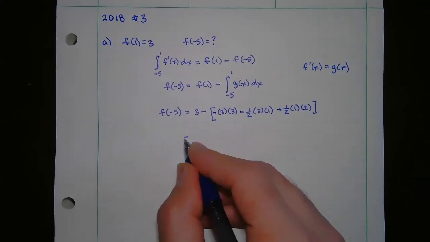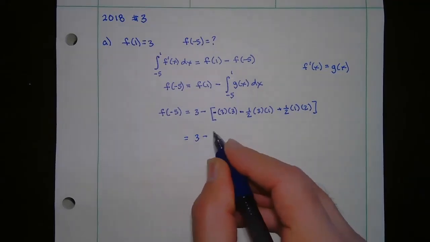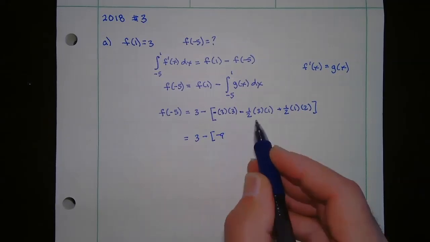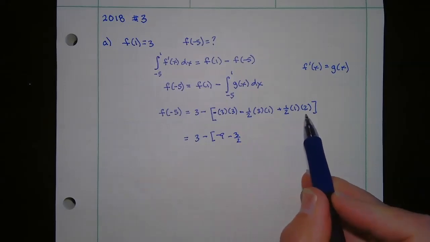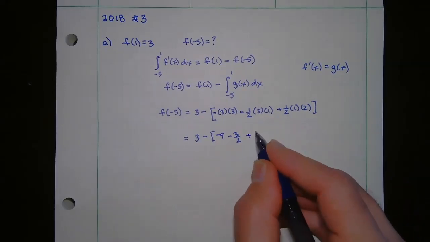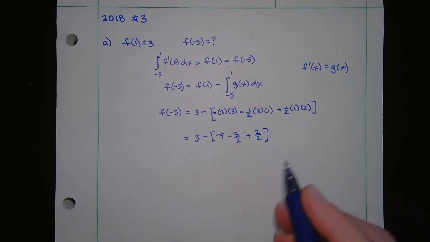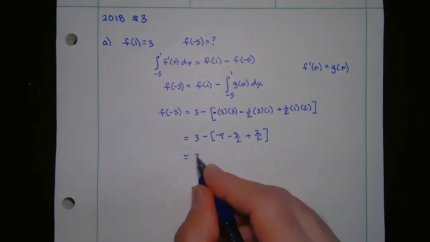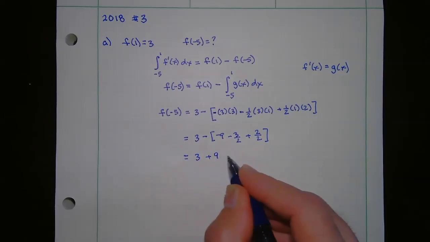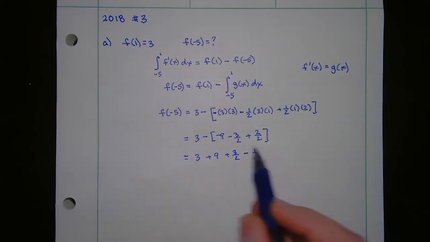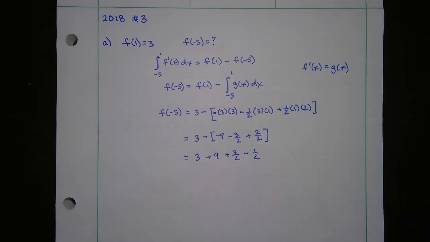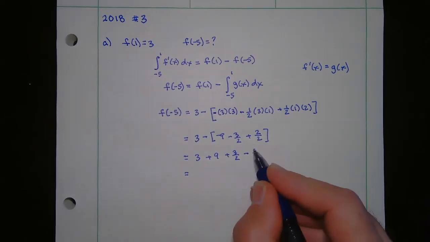All right, so this becomes 3, and then minus, and this is -9, and this is minus 3/2, and then this would be plus 2/2, right? So this becomes 3 plus 9 plus 3/2 minus 1/2. And you have a numeric answer here. So if you stopped here on the AP exam, you'd be right, okay? You can clean this up a little bit more. This should be 2/2. Sorry about that.